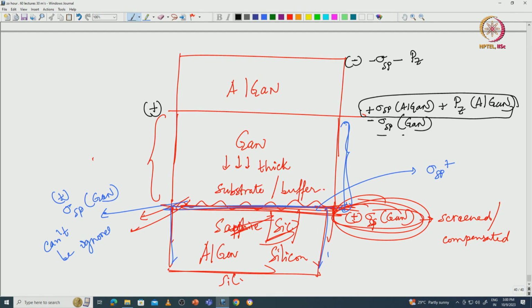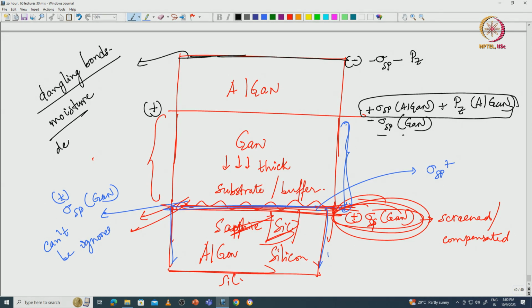Okay, the total is negative here. However, invariably the top surface of AlGaN will always have things like dangling bonds. Even if you grow it in vacuum, you will eventually get some particulates, moisture. Even if you do not have moisture, even if you have ultra high vacuum, still there will be some defect states there.